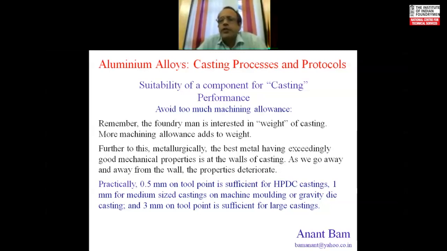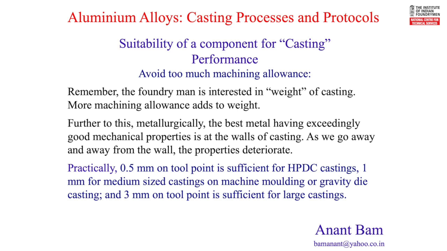Practically for HPDC castings, 0.5 mm on tool point is good enough. 1 mm for medium size castings, gravity die casted. And 3 mm on tool point is sufficient for very large castings, more than a meter or so, through the sand casting route. Fillets and radii.